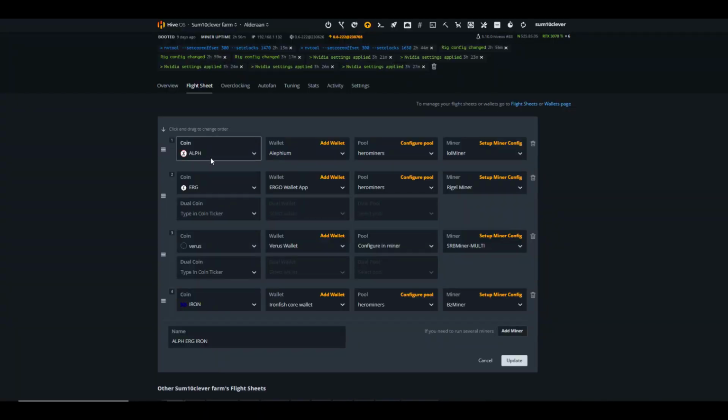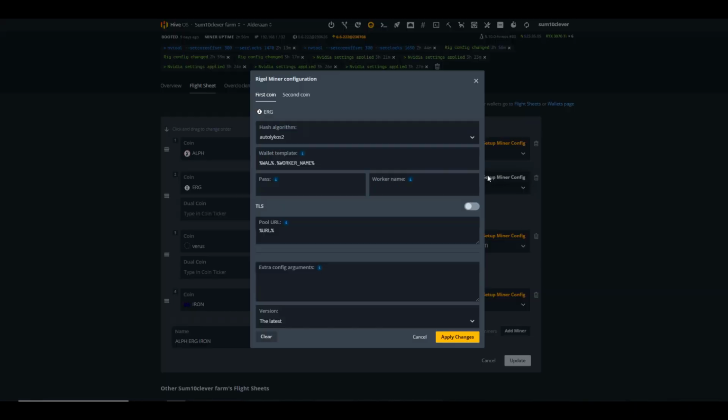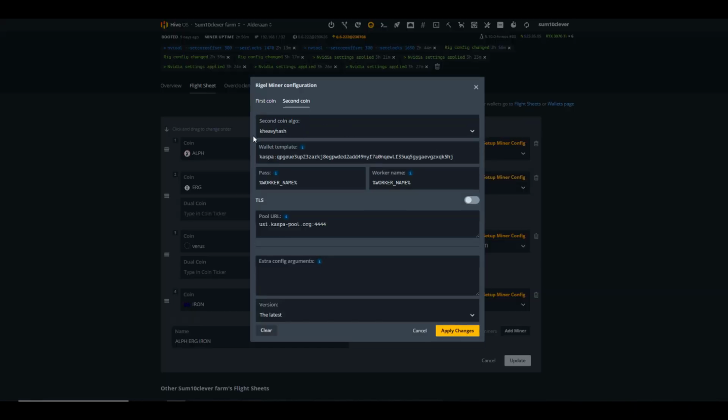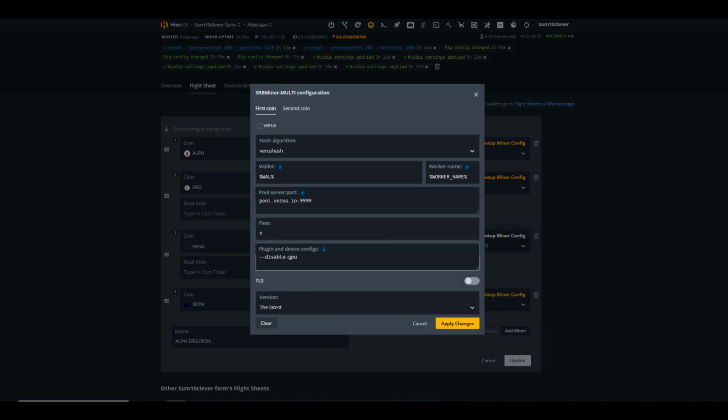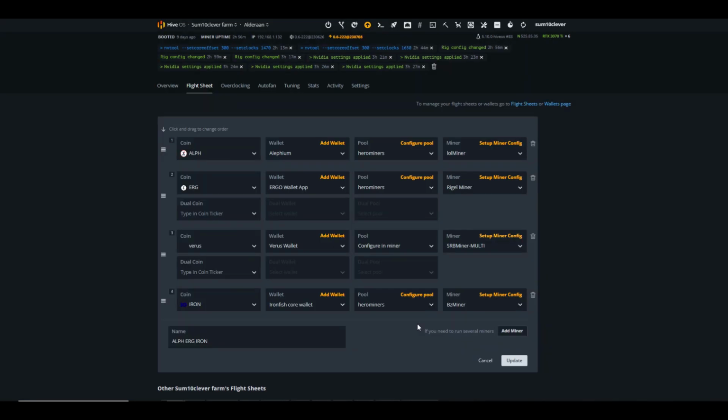So first up, we've got Alephium, and we're using Hero Miners for testing, and we're using LOL Miner. Then next up, we've got Ergo, and we are also mining to Hero Miners here using Rigel Miner. But if we go into the setup miner config, you're going to see a second coin here, which is Kaspa, or K Heavy Hash for the algorithm. And then next up, we've got Veris, which I am only mining on my CPU. Notice that we have dash dash disabled dash GPU here. And then last up, we've got Ironfish, which we are mining on BZ Miner. So we are using 4 different miners to mine 5 different coins on one particular rig.